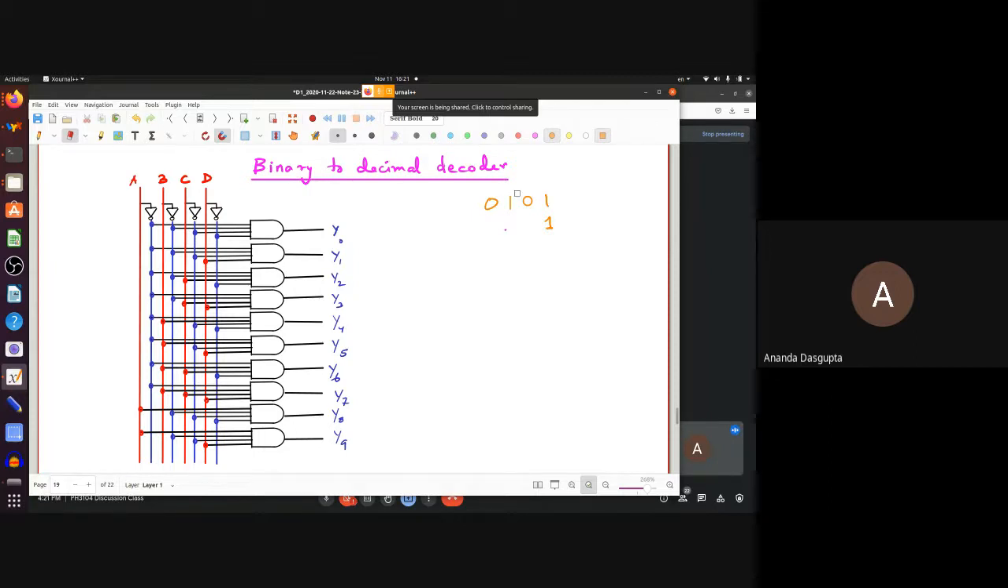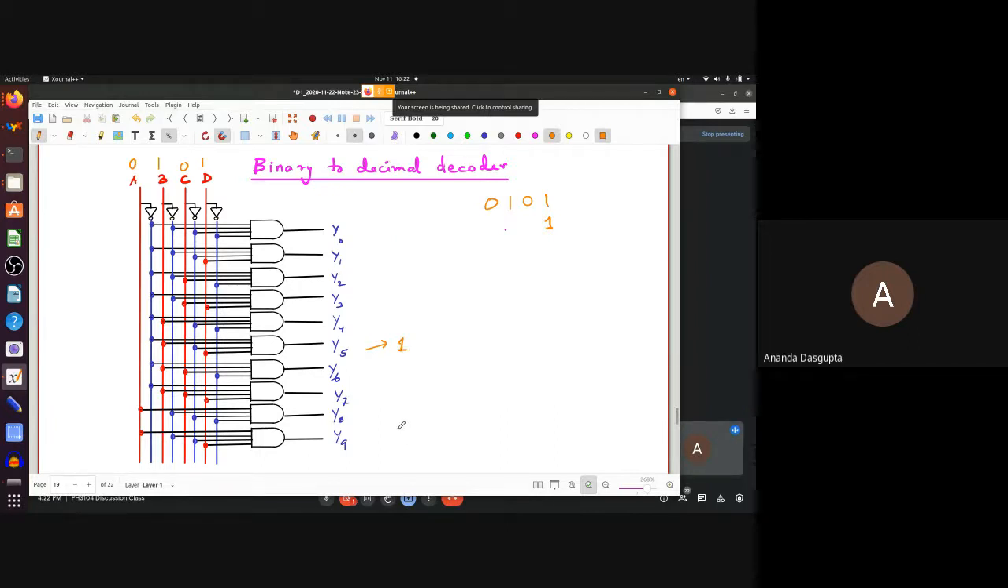So what I want is to create a circuit where if I give 0, 1, 0, 1 to the inputs, suppose I gave 0 to A, 1 to B, 0 to C, 1 to D. These are the 4 inputs. Suppose I gave that. There are 10 possible outputs here. What will happen if I give 0, 1, 0, 1 is that only Y5 will go high. All the rest will stay low.